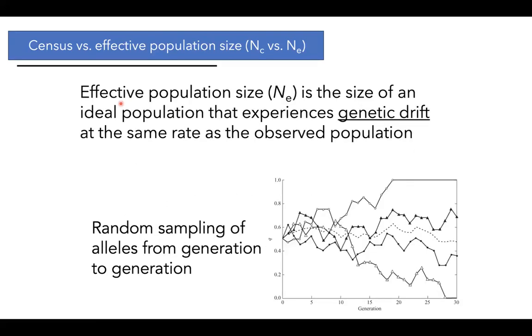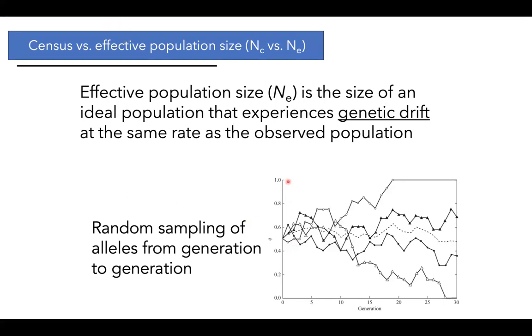Okay, so effective population size, right? In this definition, we have, I think, 2 concepts that might be unfamiliar to you, okay? So one of them is this idea of genetic drift. And genetic drift is an evolutionary force. It causes change in allele frequencies in a population over time, right? Evolution. And it stems from just random sampling of alleles from generation to generation.